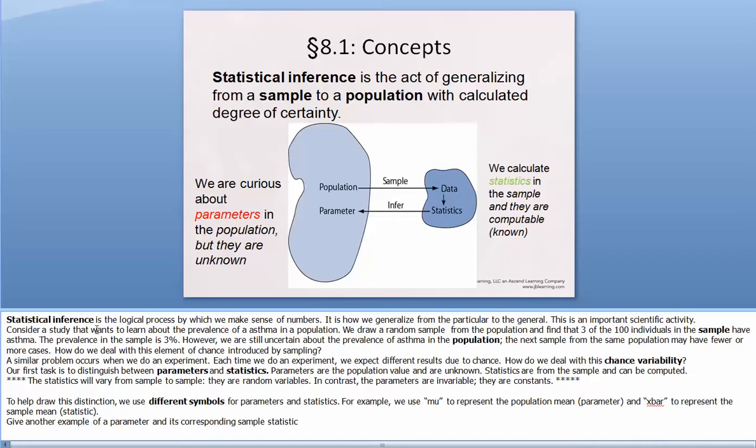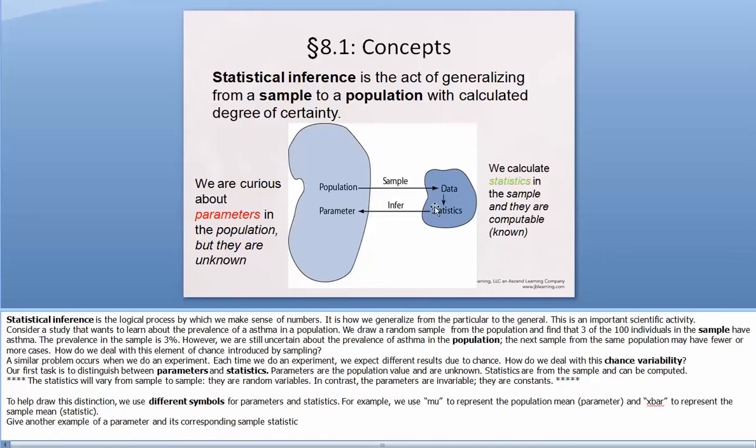Okay, all right. So statistical inference is the logical process by which we make sense of numbers. Statistics is pretty much about numbers, right? It is how we generalize from the particular to the general. A sample is a particular group of people. Of course, we will try our best to choose the sample observations so that the sample will represent the population in a fair way.